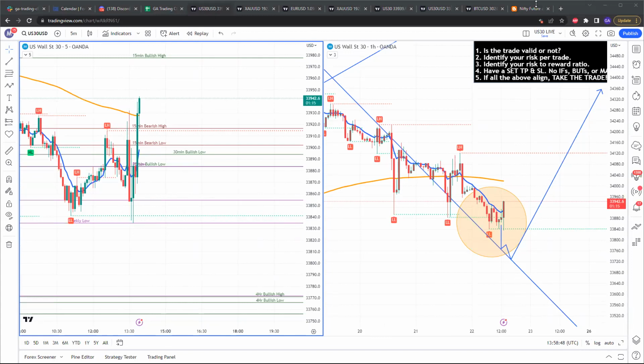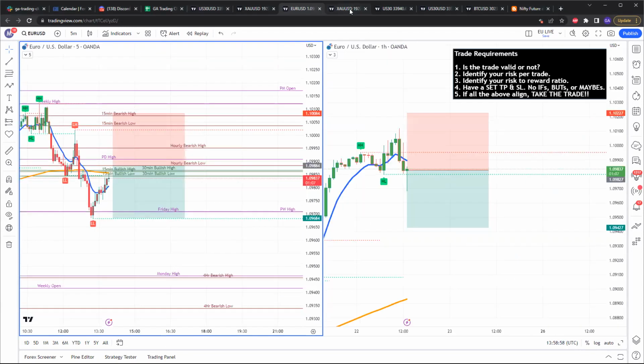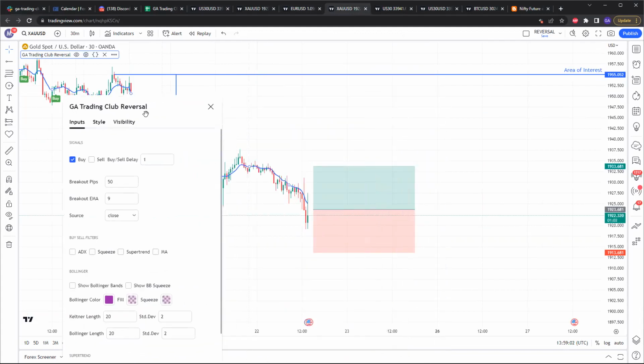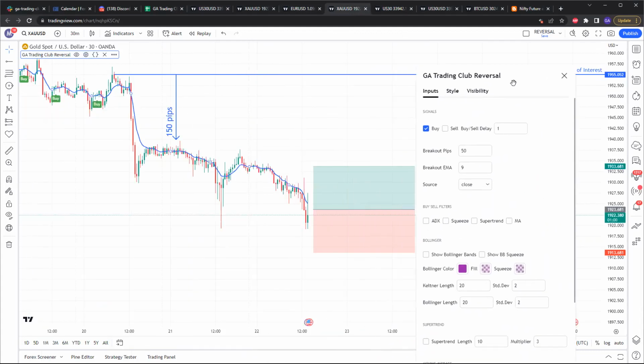You're broken off the question. Yeah, so you know the reversal scanner. You know the inputs for the breakout pips. Did you put 150? Because I was testing it. No. When I did, yeah, there's two kinds of inputs.